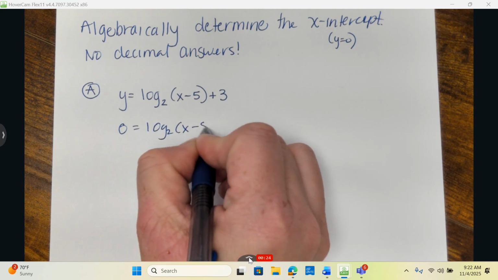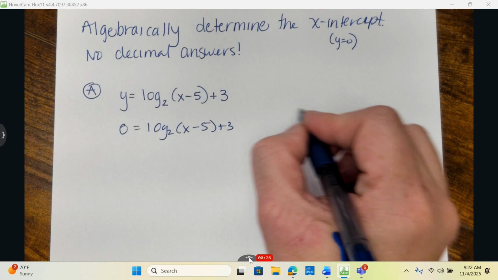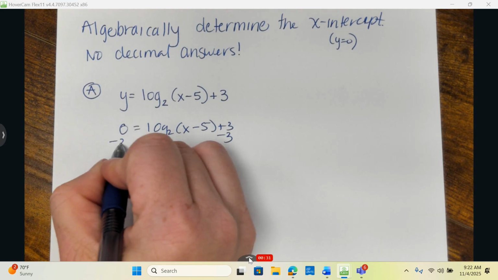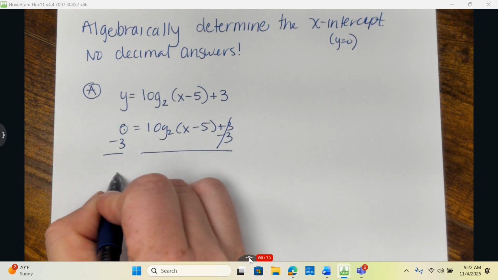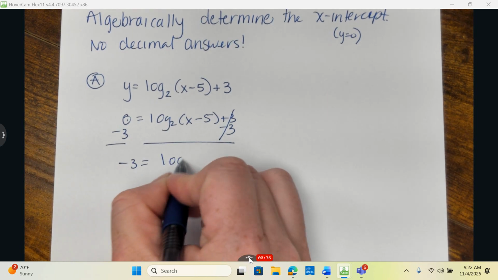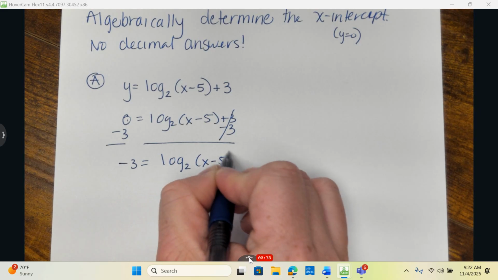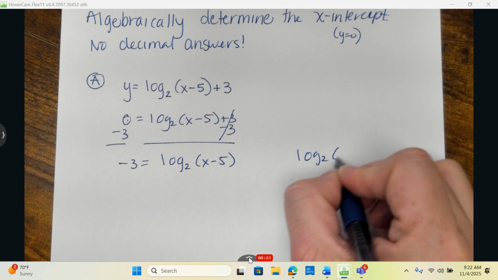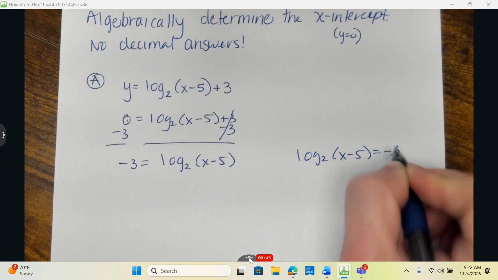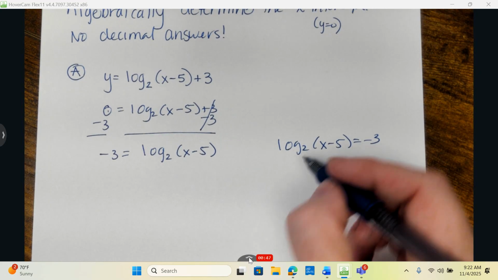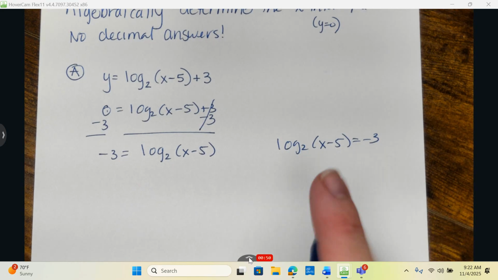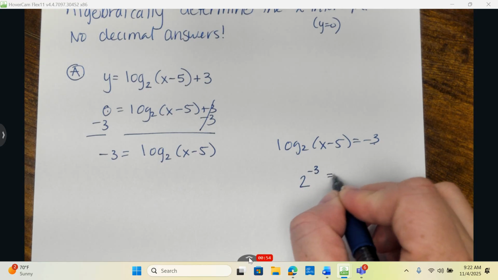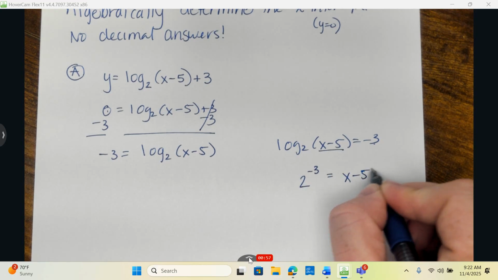Now you have the option to also rewrite it where y is on the right-hand side. It's up to you. I'm going to start by subtracting 3 from both sides. 0 minus 3 is negative 3. And now I'm going to write it in exponential form. Some students like to rewrite this, but this is not necessary. It's easier for them to put in exponential form when the equal sign and the value are on the right. So it's going to be base raised to the exponent negative 3 equals x minus 5.